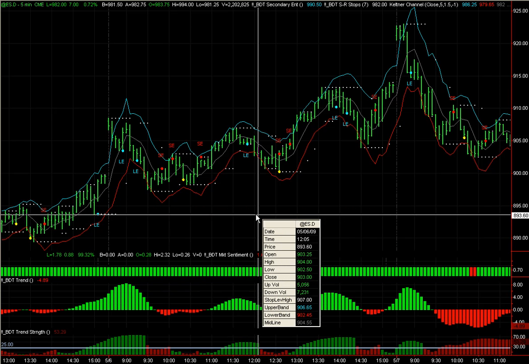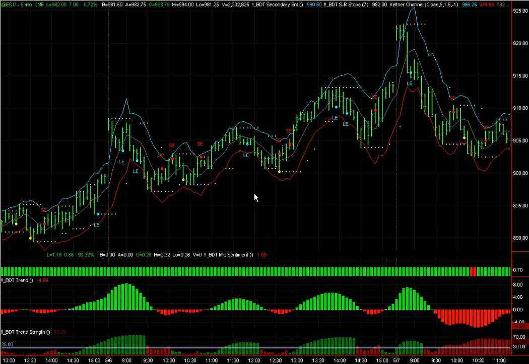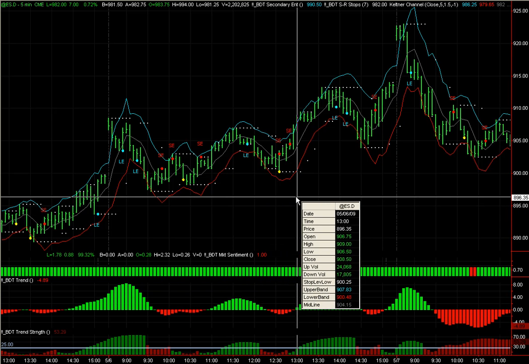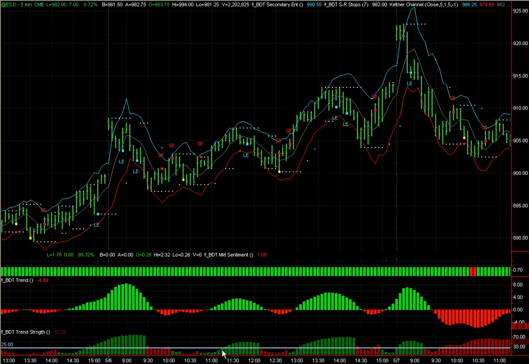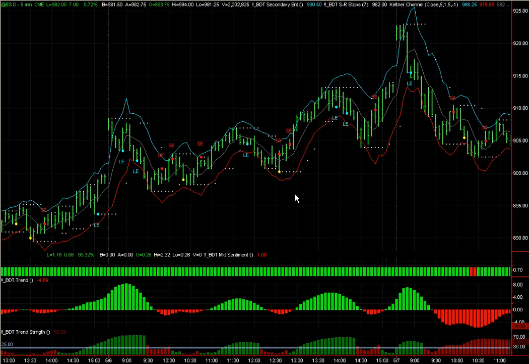Here again, we see the same type of thing, kind of a choppy market here, but everything's in agreement. So I could have gotten in here again at, looks like the lower band is 903.25, and I would have gotten out again, since the trend strength identifier is not over 25. I would have gotten out as soon as it crossed at 906.25, so another profitable trade.